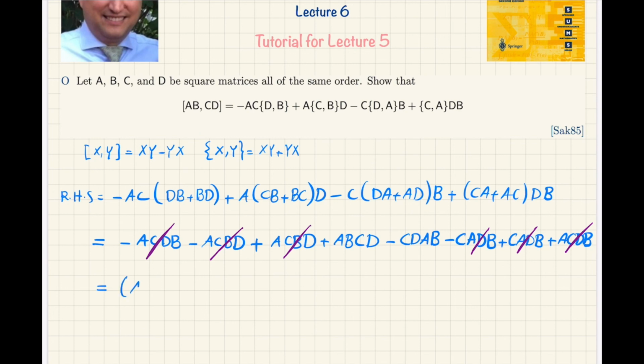I can write it as AB multiplied by CD. What I am writing here is this expression, and then I will have minus CD times AB. Yes, and that is exactly the definition of the commutator of AB with CD. The commutator is the matrix on the left multiplied by the matrix on the right, which gives me the first term minus the other way around. And that is exactly the left-hand side.